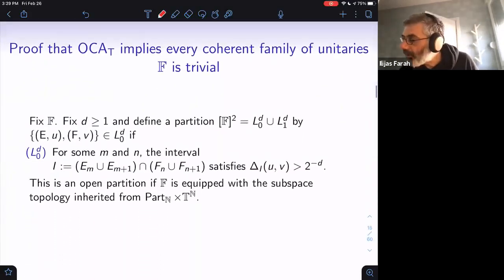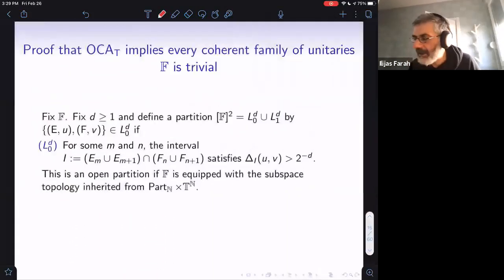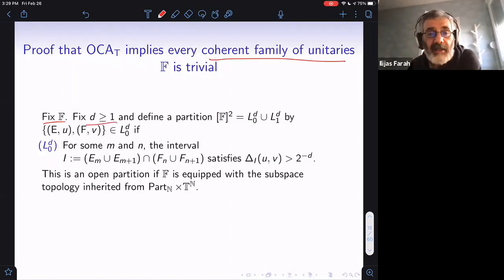Okay, so here we are. For some reason, I believe that it's nicer to have this single page scroll. Anyway, the proof that OCA implies that every coherent family of unitaries F is trivial. So we fix F, a coherent family of unitaries. Now we fix a natural number D. D stands for distance, and we define a partition of pairs of elements of F into two pieces. And remember, as usual, there is asymmetry here. L_D^0 is supposed to be open. We'll have to check that.